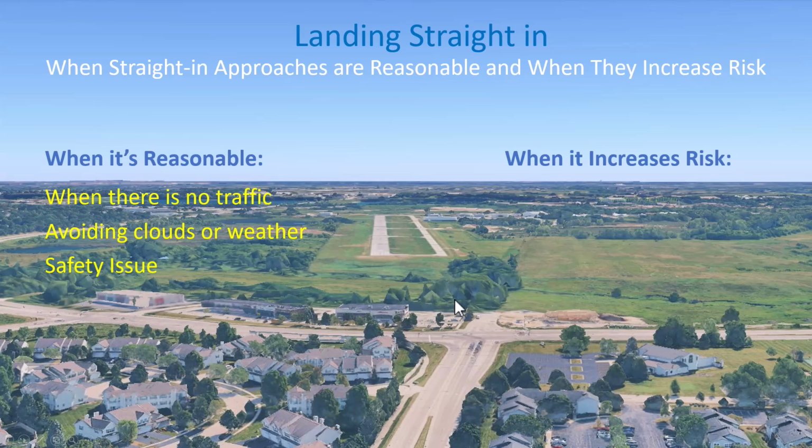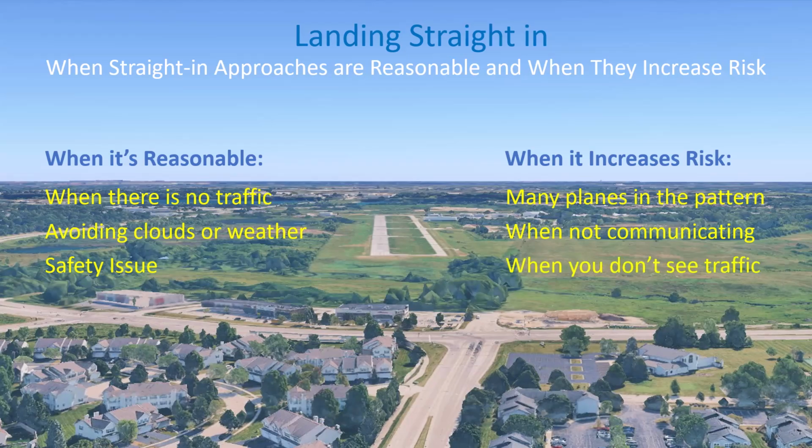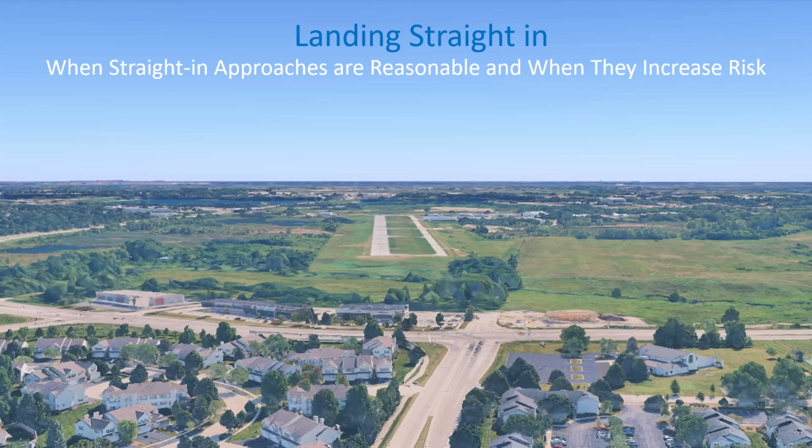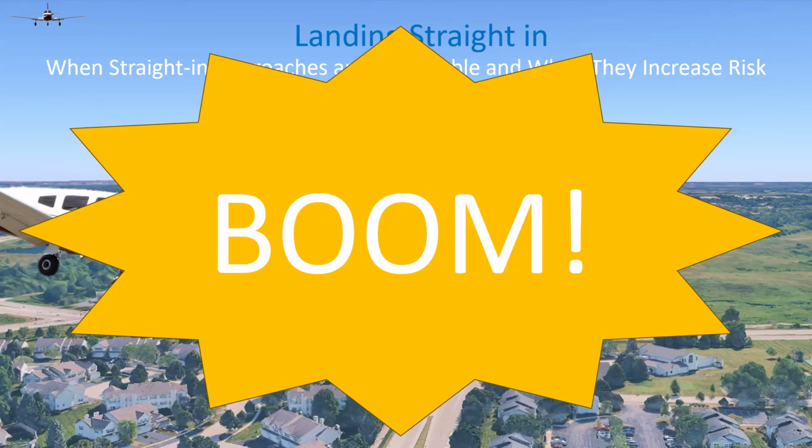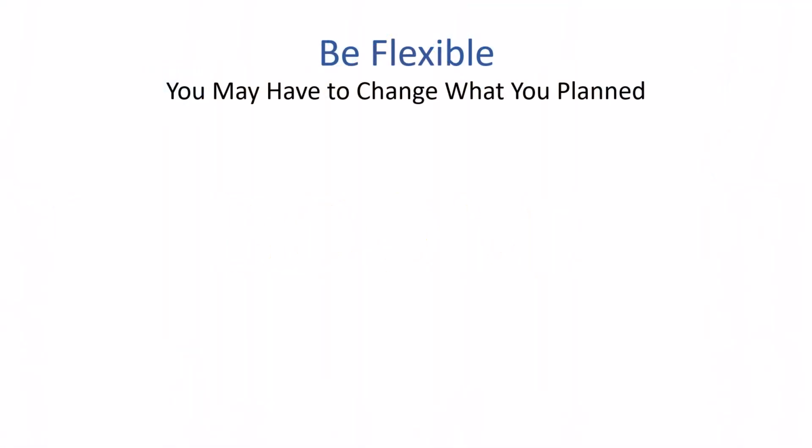When it increases risk are when there's many planes in the pattern. You don't want to cut off anybody. You don't want to do it when there's a lot of planes in the pattern. Another thing is when you're not communicating. If you're just flying straight in, you're not making any radio calls, no one knows you're there, they don't know to even look for you, that can cause a problem. And when you don't see other traffic, if you're not looking for traffic and you're just focused on that runway and you're not listening to what's going on, you don't have the big situational picture here, this might look good, but then there might be someone coming on downwind at you and you don't notice it, or worst case, they fly right in front of you because they're turning base and you're coming straight in and you don't even realize it. So you have to be careful of that kind of stuff.